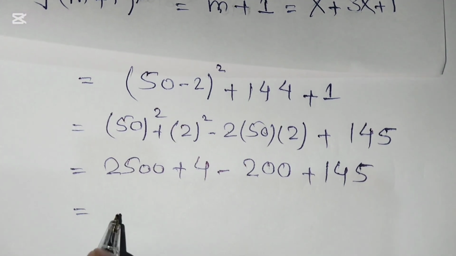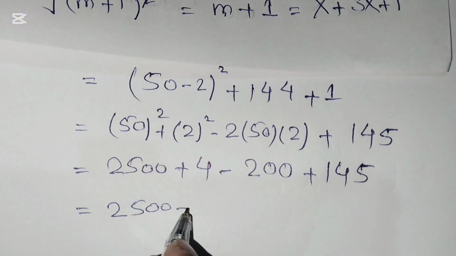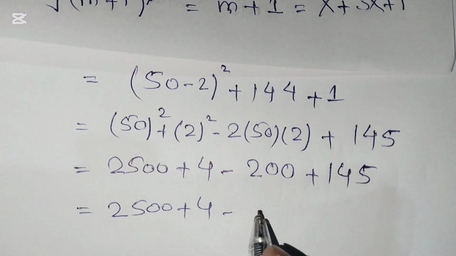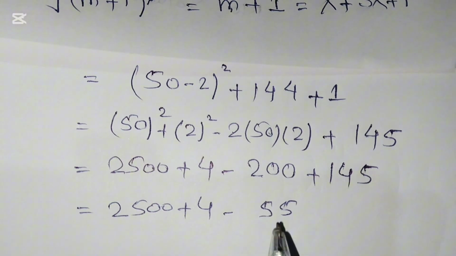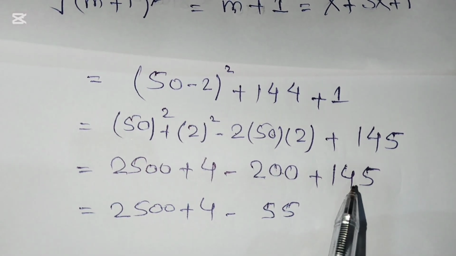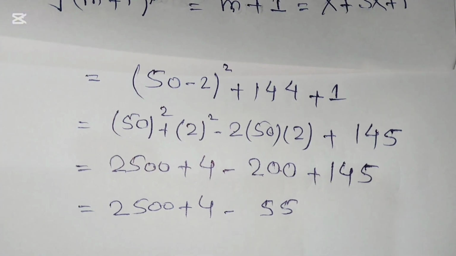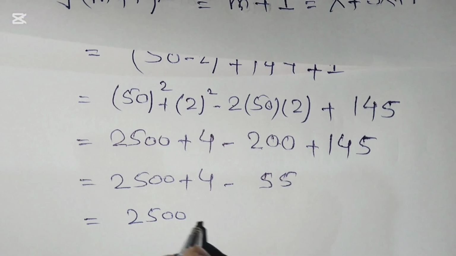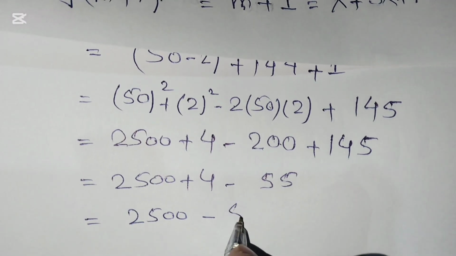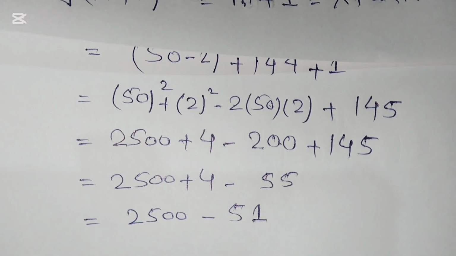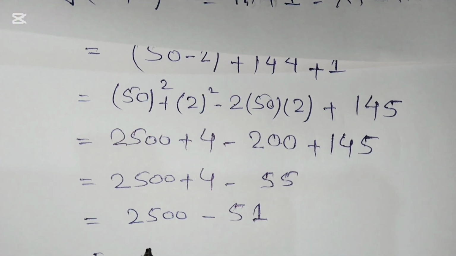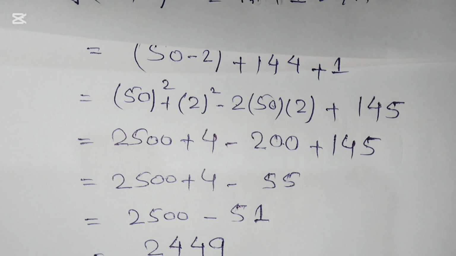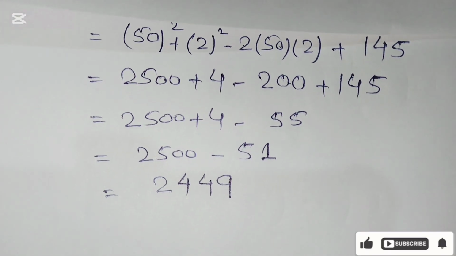Now it is 2500 plus 4 minus 200 plus 145. 145 minus 200 is minus 55, so it is 2500 minus 51. 2500 minus 51 is 2449. This is the final answer.